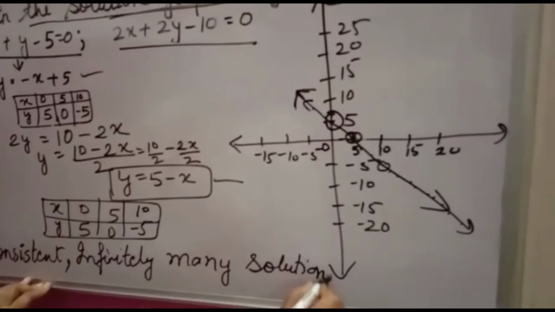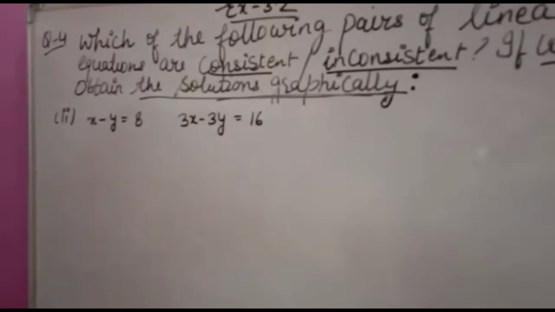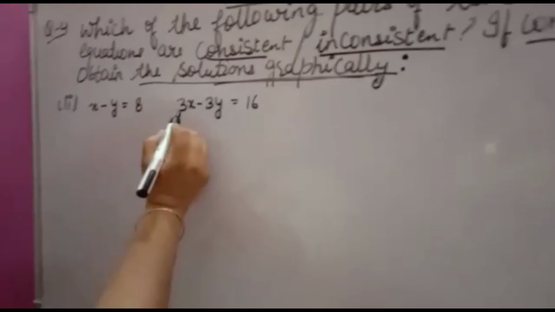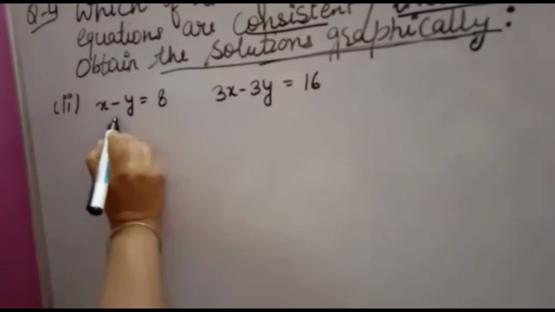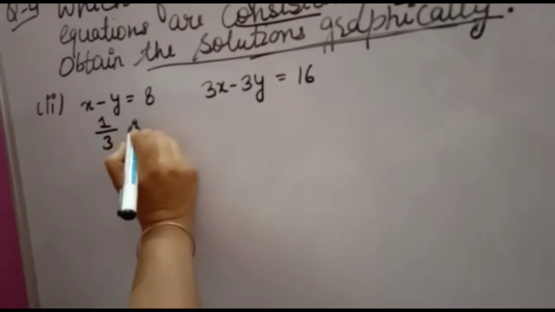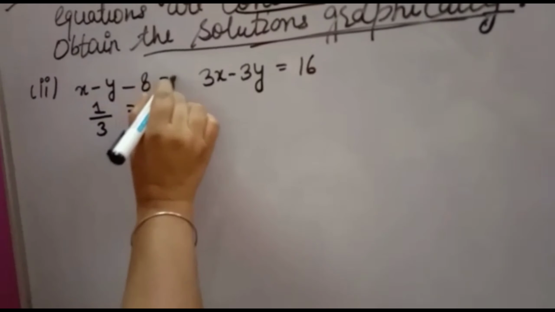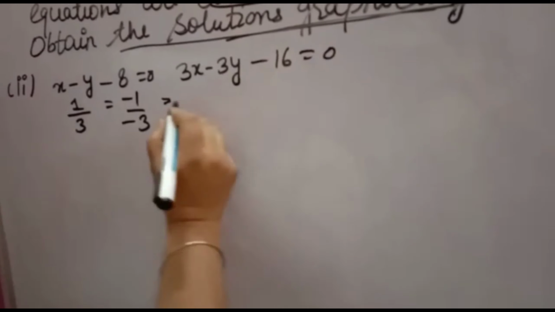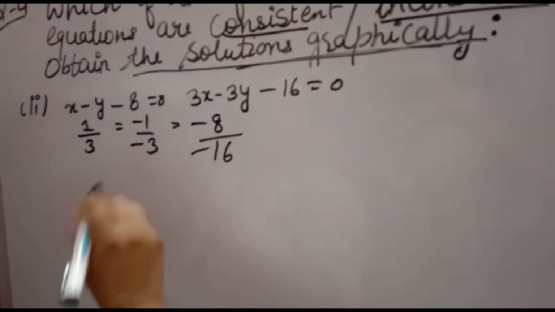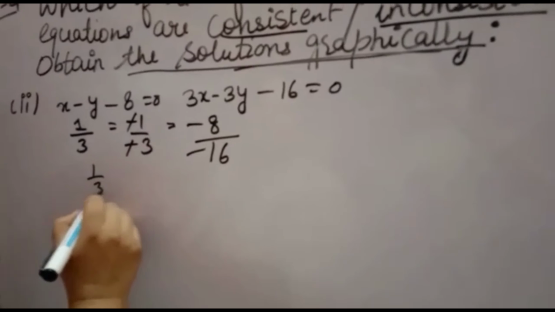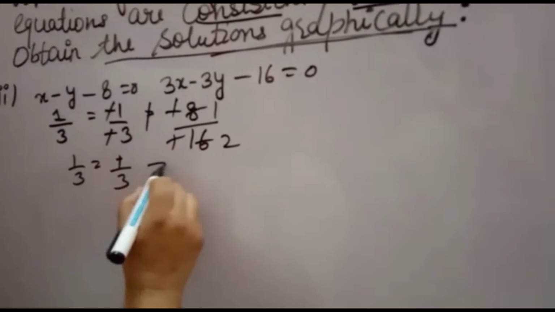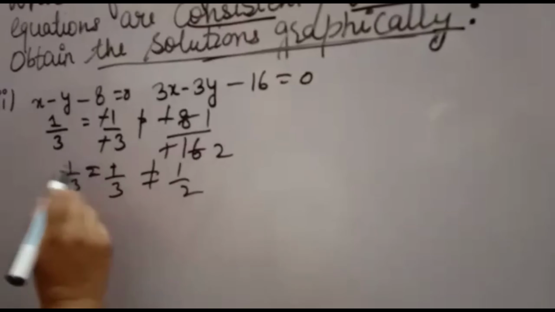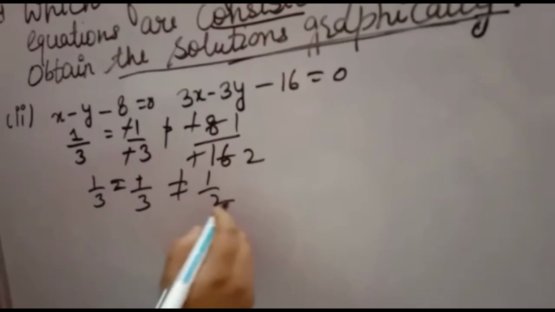Infinitely many solutions. Now see second part, x minus y is equal to 8, 3x minus 3y is equal to 16. Again you will compare the ratios, that means 1 over 3. Now minus 1 over minus 3, then this will go that side, minus 8, it will become minus 16. So minus 8 over minus 16. Now minus minus cancel, 1 by 3 is equal to 1 by 3, but it is not equal to 1 by 2.